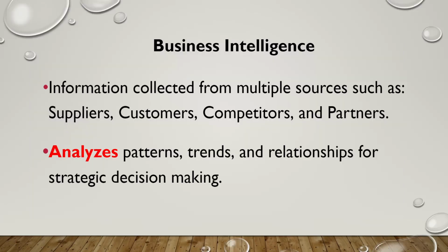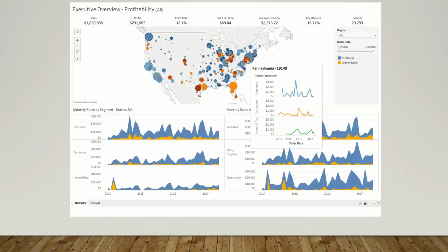Okay, business intelligence. That was quick, right? We just did one thing on information. So business intelligence is information collected from multiple sources so that we can analyze it with different patterns and trends and relationships. This is probably a screenshot of Tableau.